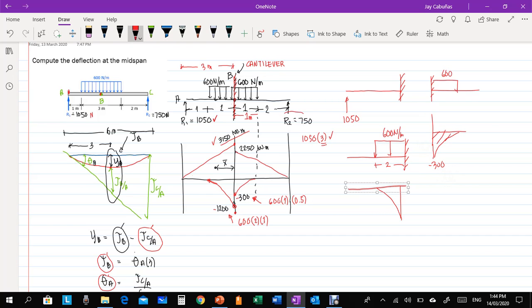Then the 750, this one, the 750 here. So 750 is just this, right? 750 times the moment arm 3, which is equivalent to 2,250. Okay, so that's how you are going to compute, or to draw, the moment diagram by parts. Okay, let's continue.